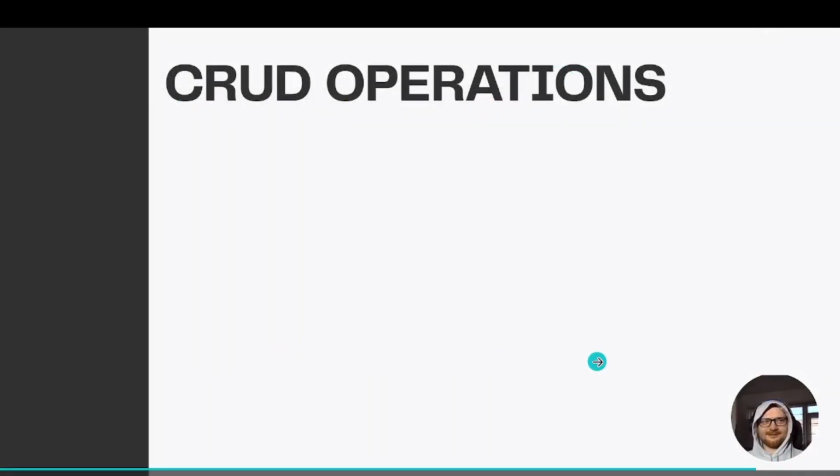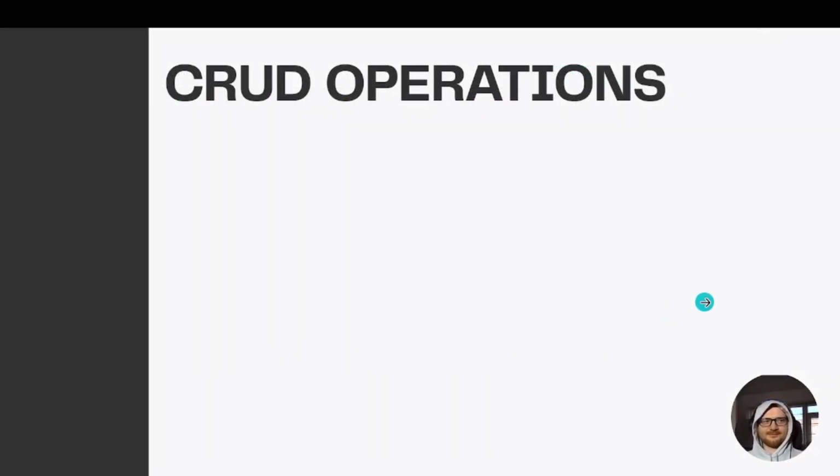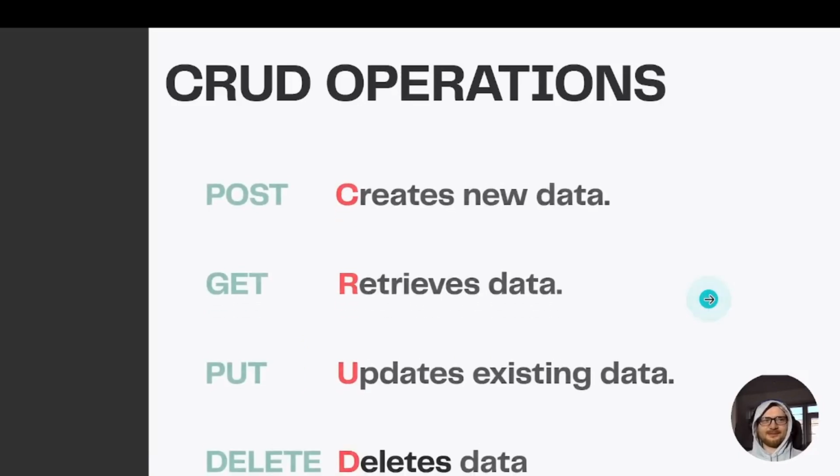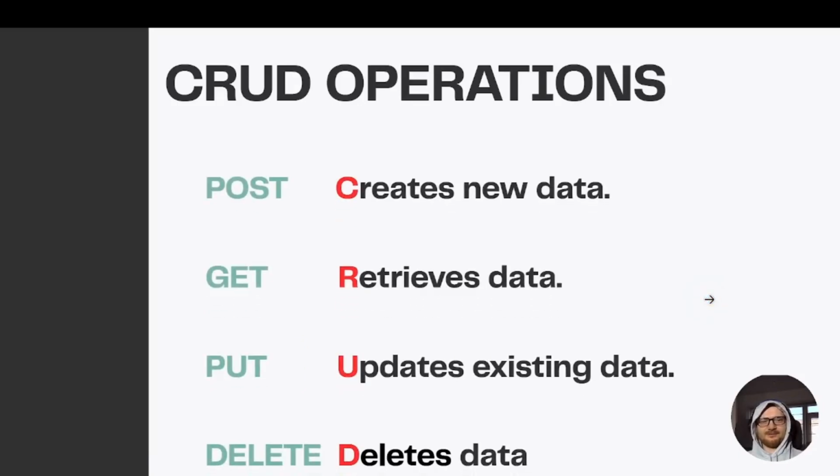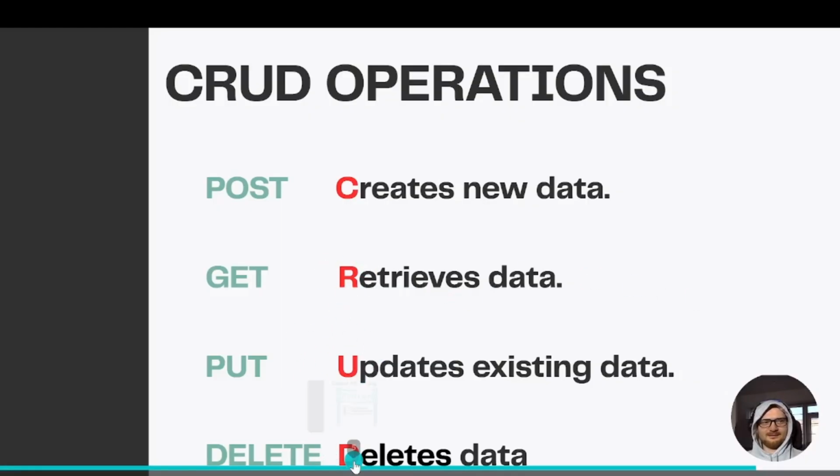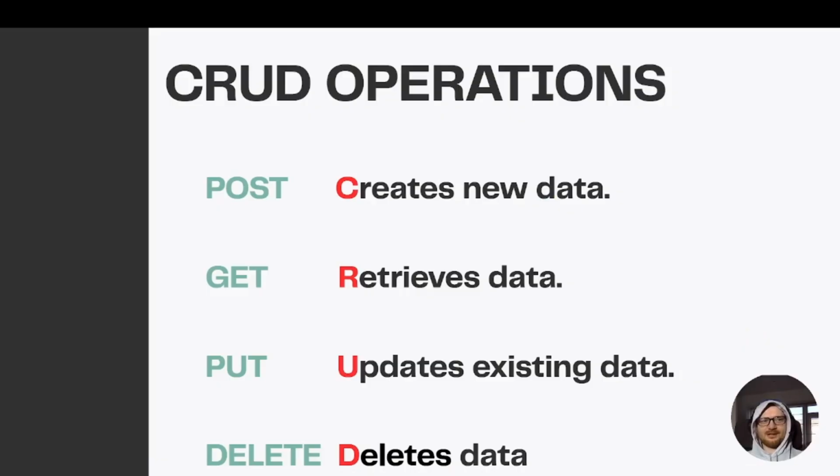And that's it. Here is a quick recap of our lesson. CRUD operations stand for POST, create new data; GET, read data; PUT, update data; and DELETE, to delete data. These four operations are the foundation of working with APIs. Once you understand CRUD, you can interact with almost any API out there.